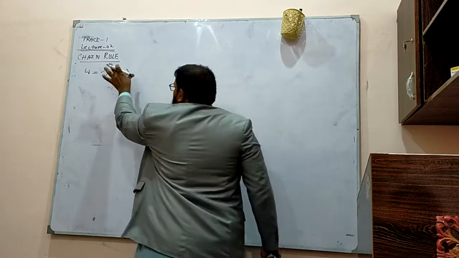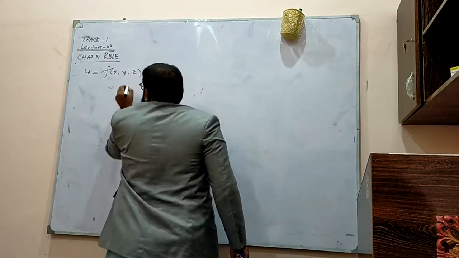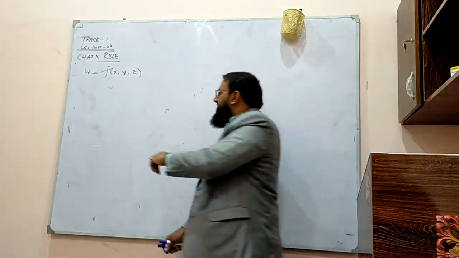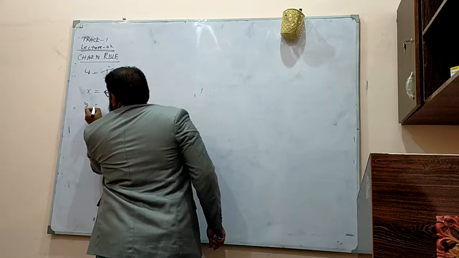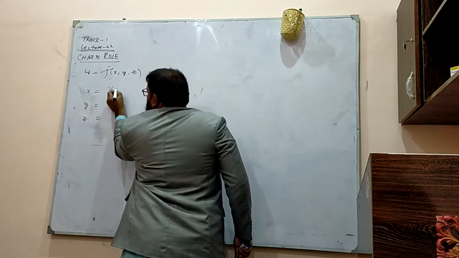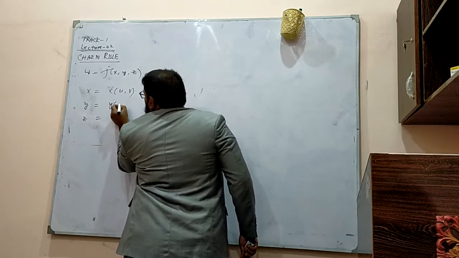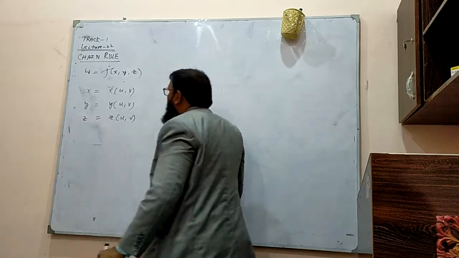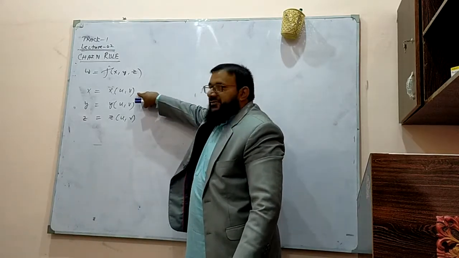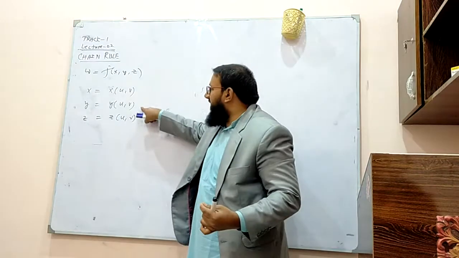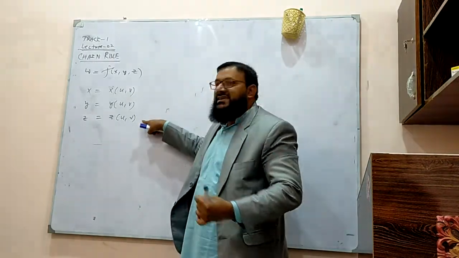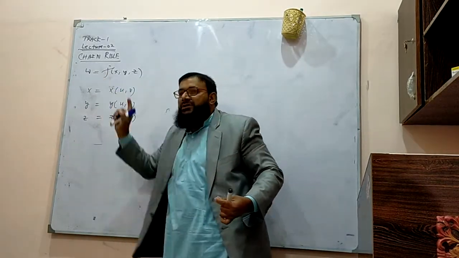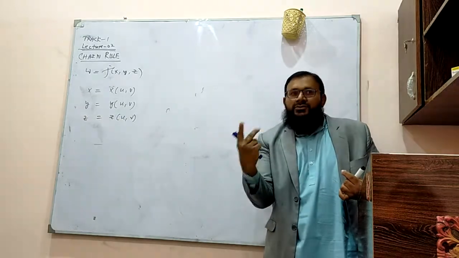So we have a function w that depends upon x, y and z. It means 3 variables. And x, y and z themselves depend upon 2 variables, let's say u and v. It means you have the value of x in terms of u and v, the value of y in terms of u and v, and the value of z in terms of u and v. When you put all these things in this particular formula, then w depends upon 2 variables. One is u, the other is v.